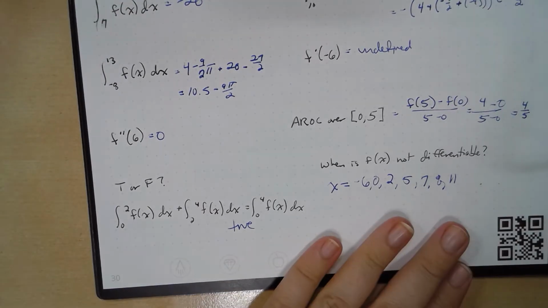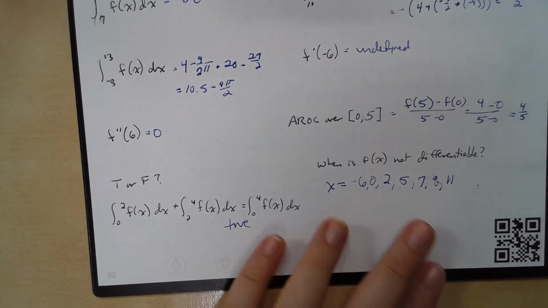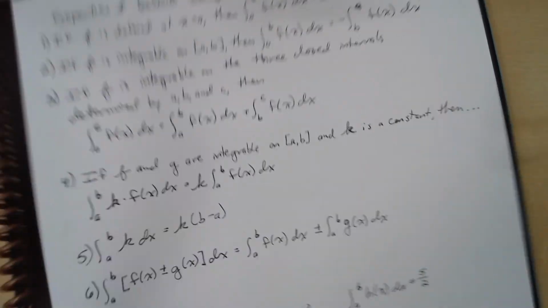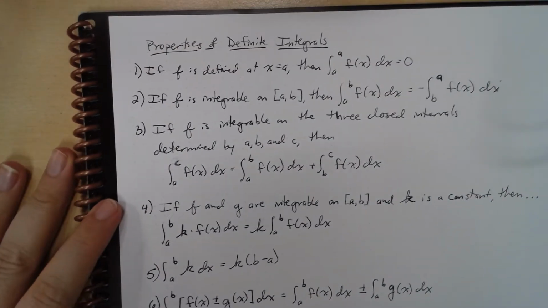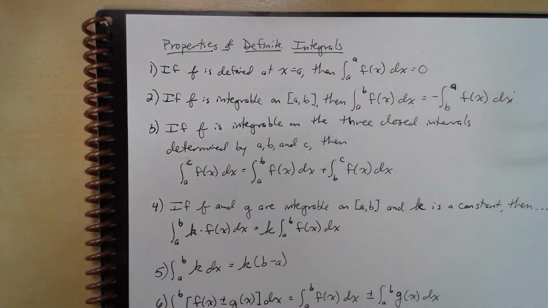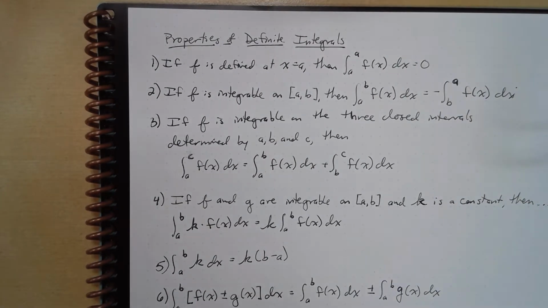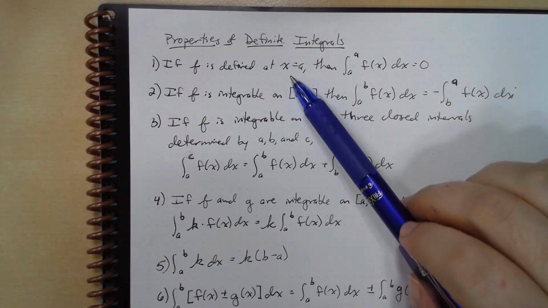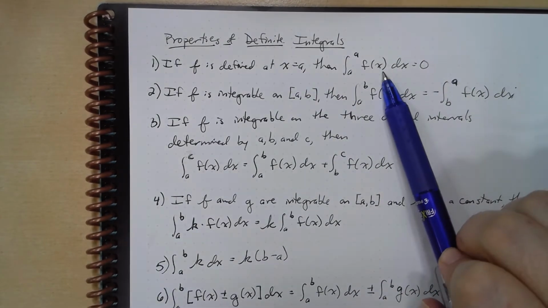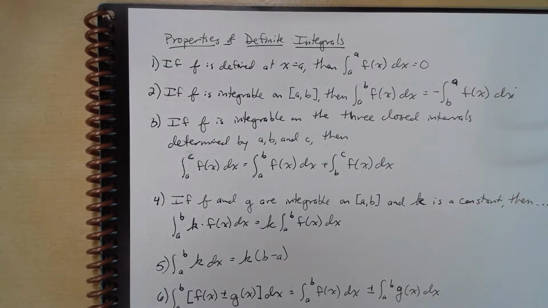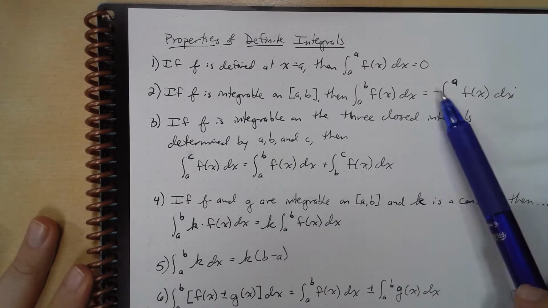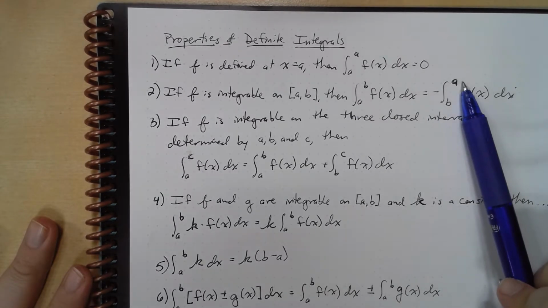So let's go over and just review some of the properties of integration. I've written them down here. I think that they're mostly kind of self-explanatory, but let's just look here a little bit. If f is defined at x equals a, then the integral from a to a of f of x dx is equal to 0. You saw that earlier. If it's integrable, what a hard word to say, then the integral from a to b is equal to the negative of the integral from b to a. You can flip them around.